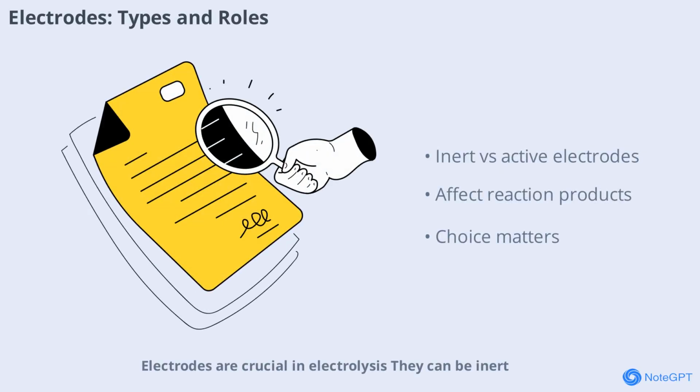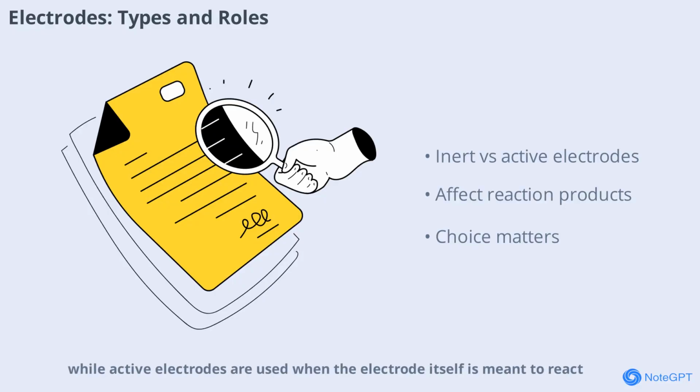Electrodes are crucial in electrolysis. They can be inert, like platinum or graphite, which do not participate in the reaction, or active, like copper, which can be involved in the chemical changes. The choice of electrode affects the products formed and the efficiency of the process. Inert electrodes are often used when the electrolyte's ions are the only participants, while active electrodes are used when the electrode itself is meant to react.